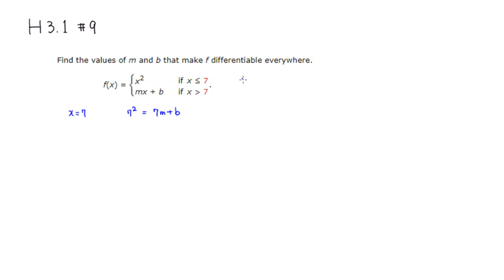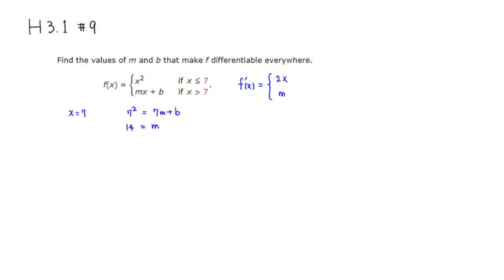Then if you look at the derivative, f prime of x, the derivative of x squared is 2x. And the derivative of the other piece is just m, because it's a straight line, so the slope is m. At that point, we have to make sure that they match, so at 7, 2 times 7, which is 14, has to be equal to m.